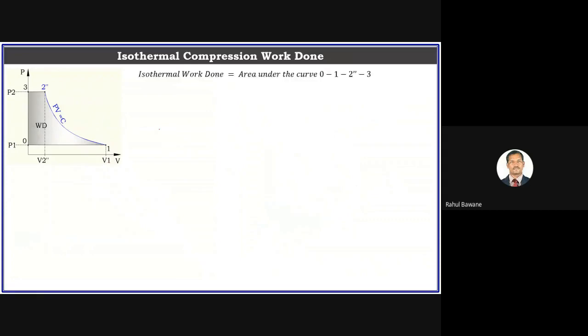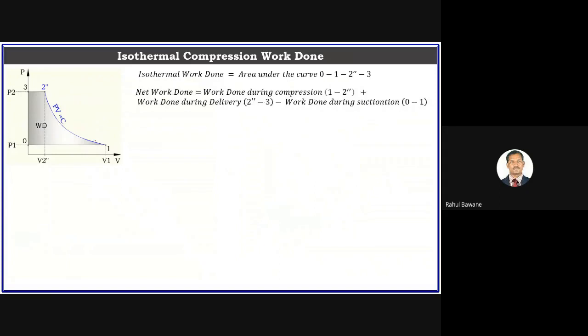But how to calculate it? The isothermal net work done will be the area under the curve 0, 1, 2 double dash, 3. That means 0, 1, 2 double dash, 3, this shaded area. But during calculation, we have to divide this total area. So net work done will be the work done during compression. Compression curve is 1 to 2 dash, so this much area will be there, the work under this curve.